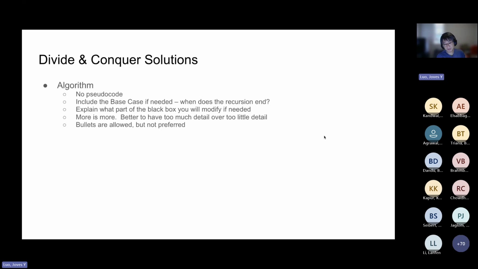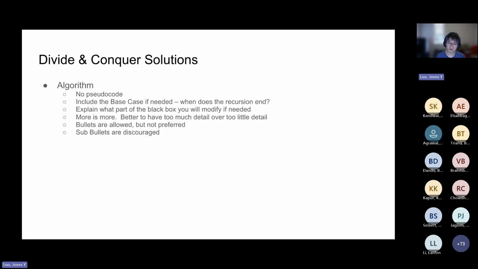Bullets are allowed but not preferred. I tend to write my solutions in bullet form, but I've been trying to get away from that. You want to give it a sort of narrative form if possible. You're trying to explain to someone what your algorithm does in sort of a paragraph form, if that makes sense. Sub-bullets are further discouraged.